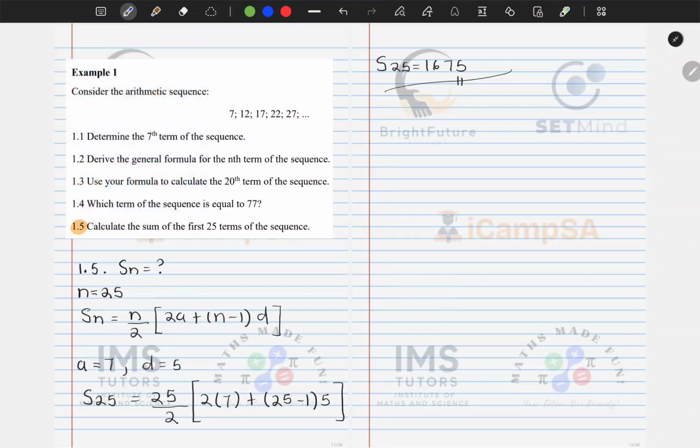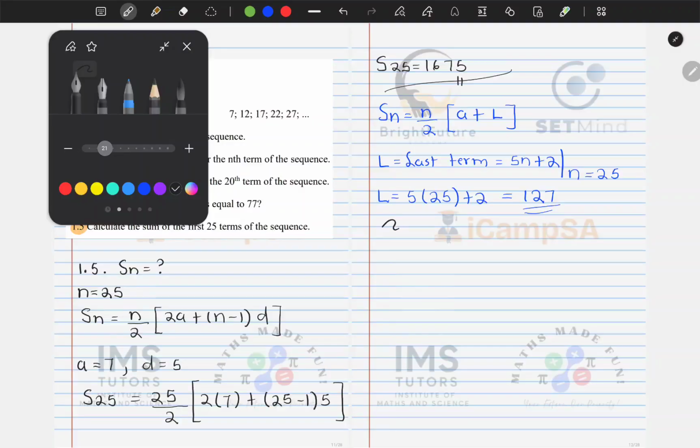But what you could also have done is use the formula Sn equals n over 2 into a plus l. In order to find l, which is the last term, we can use our formula Tn, which is 5n plus 2. We are told that we are summing 25 terms, which means the last term is at n equals 25. So l will be 5 into 25 plus 2, which will be equal to 127.